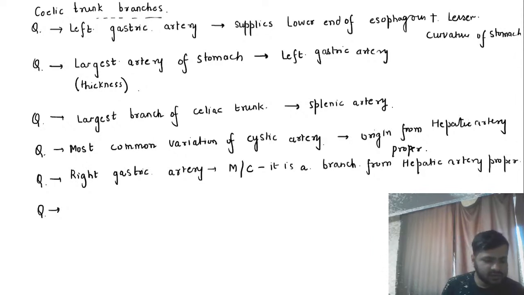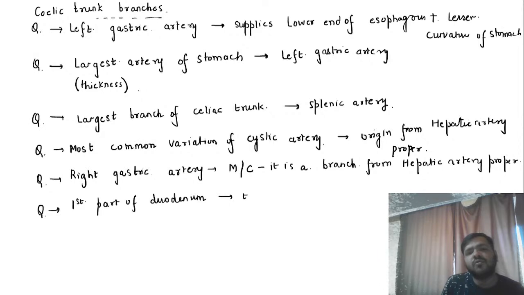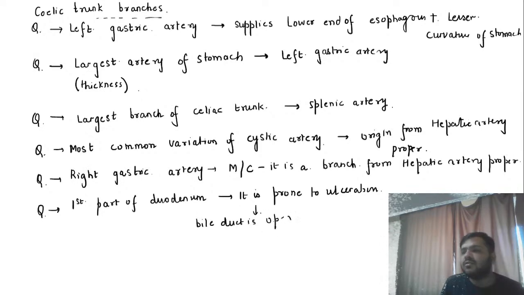Guys, two, three more questions that I wanted to discuss over here. The first part of the duodenum is more prone to ulceration. Ulcers होने के बहुत ज़्यादा chances होते हैं. Why? Because you already know over here the bile duct is opening.